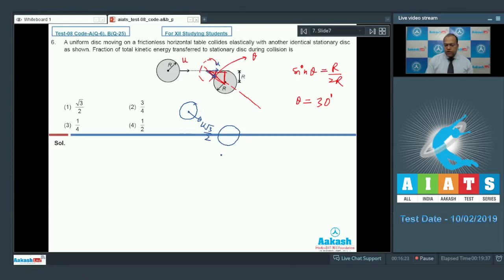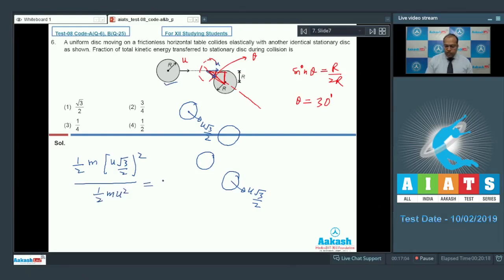Since both the disks are of same mass, after collision, first disk will be at rest and the second disk will move in this direction with a velocity u root 3 by 2. That is the exchange of velocity. So the kinetic energy of the stationary disk after collision can be written as half m (u root 3 by 2) whole square, and the initial kinetic energy of this disk is half m u square. If I solve this, it comes out to be 3 by 4. So option 2 is the correct answer.